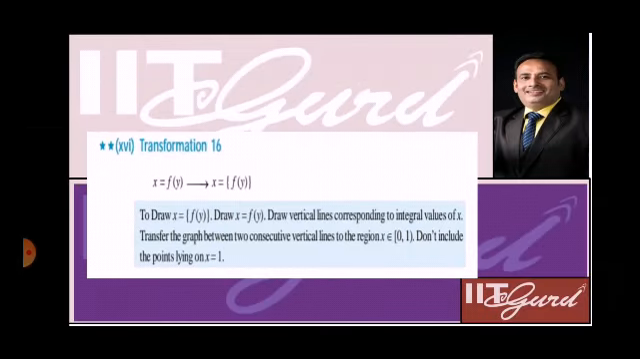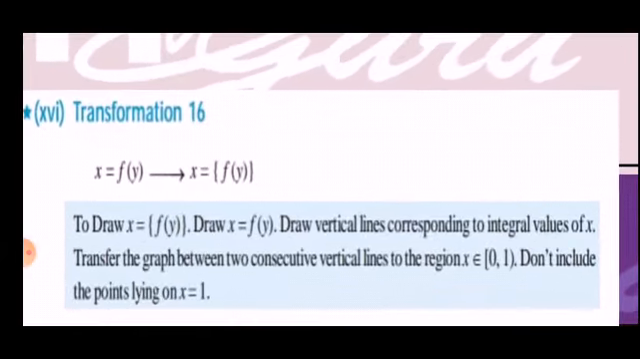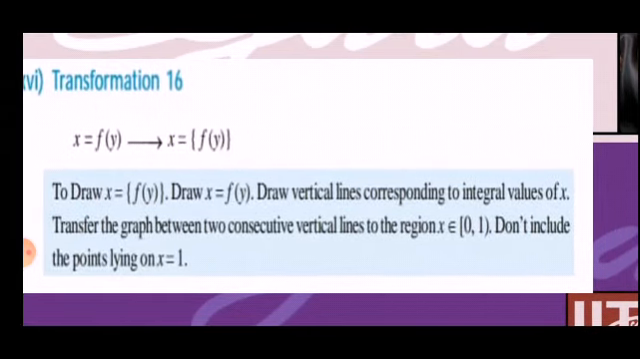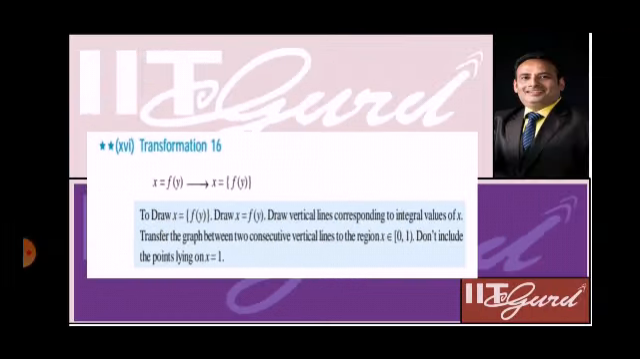So g of y. Another function transformation we will go for, x equal to fraction part of f of y. How to draw? Draw x equal to f of y, whatever function is provided, and draw a vertical line corresponding to the integral values of x. Transfer the graph between two consecutive vertical lines to the region where x belongs to 0 to 1. Don't include the points lying on x equal to 1.